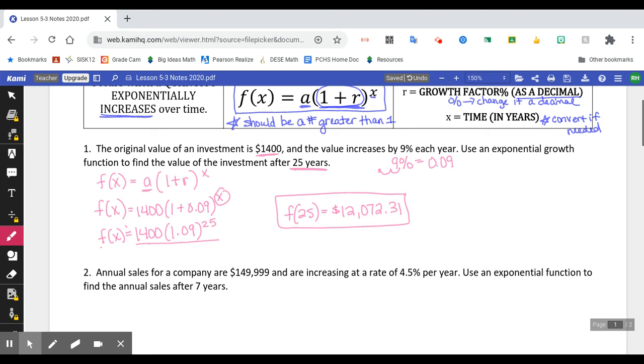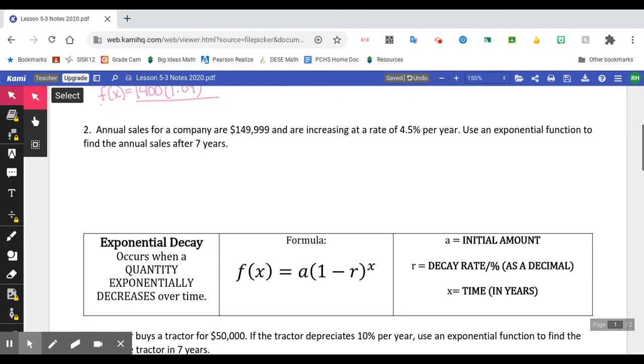We're going to need it for every single one of these. I want you to practice typing them in. Okay? So obviously it went up from 1,400 to 12,000. So it increases. Make sure every time that you're looking at that to see if it actually matches what you said it was going to do. Okay? Let's do our next one.